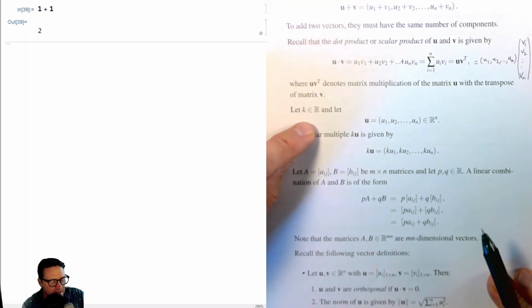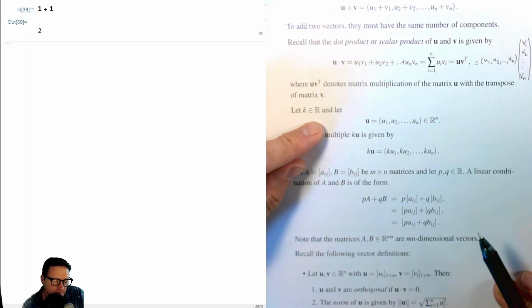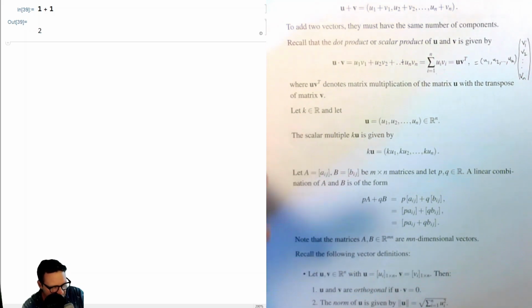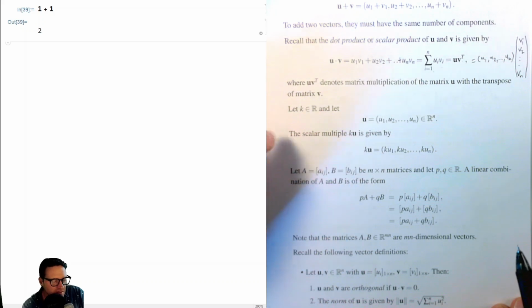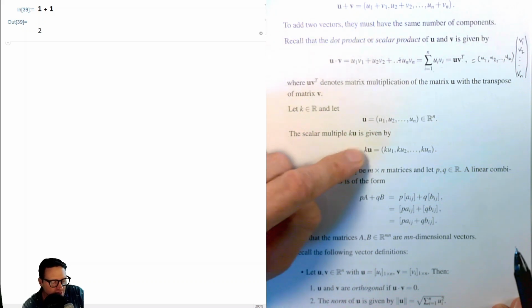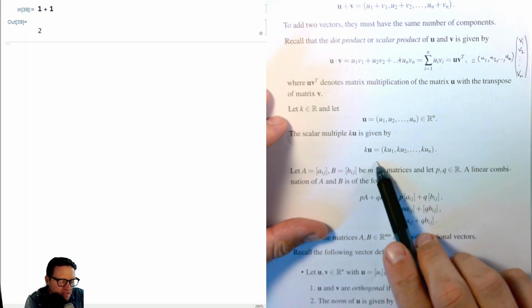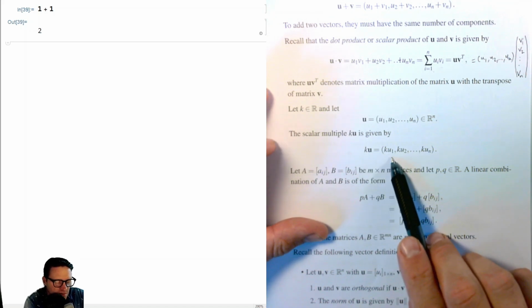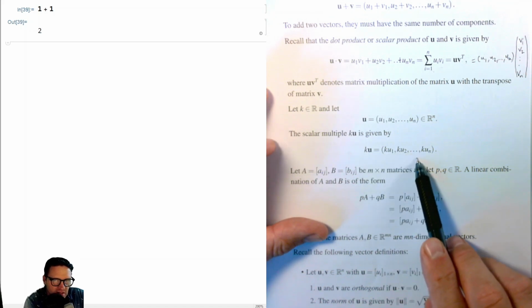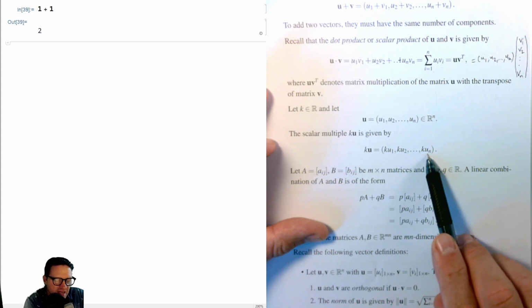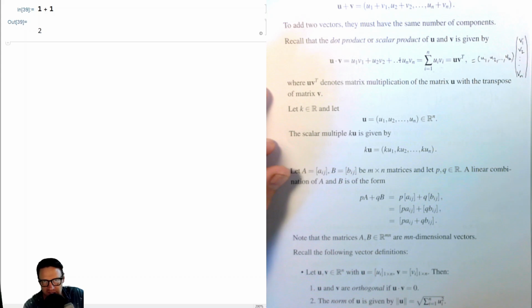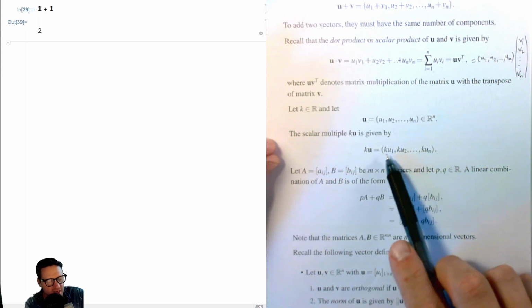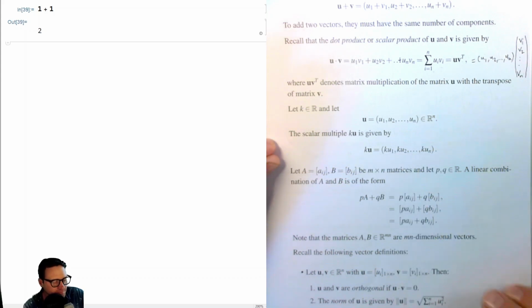Okay, let k be a real number. So this is a scalar, and u be a vector in n space. The scalar multiple k times u is given by ku is (ku1, ku2, etc. up to kun). In other words, we take that k and we multiply it by each of the components, and we get out this vector here.